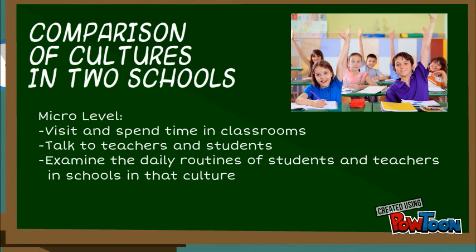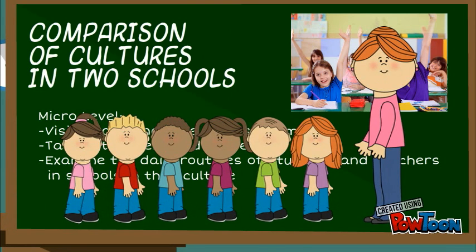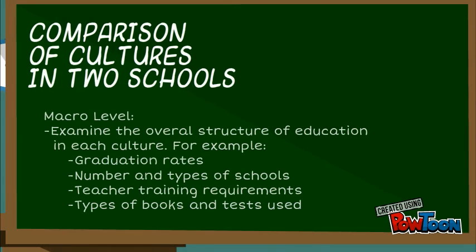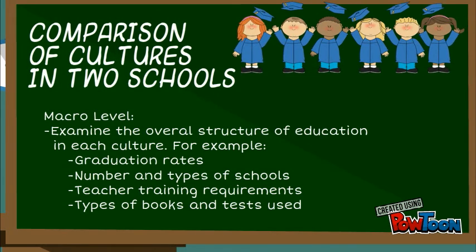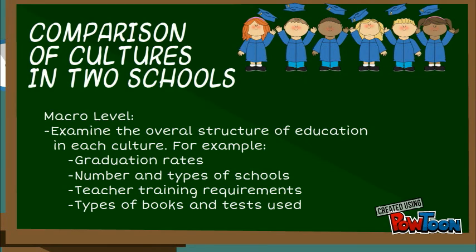At the micro level, the researcher visits the classrooms, talks to the individual teachers and children, and analyzes their daily routines. At the macro level, the researcher examines the overall structure of education in each culture. For example, graduation rates, the number and types of schools, the teacher training requirements, and the types of books and tests used in each school.